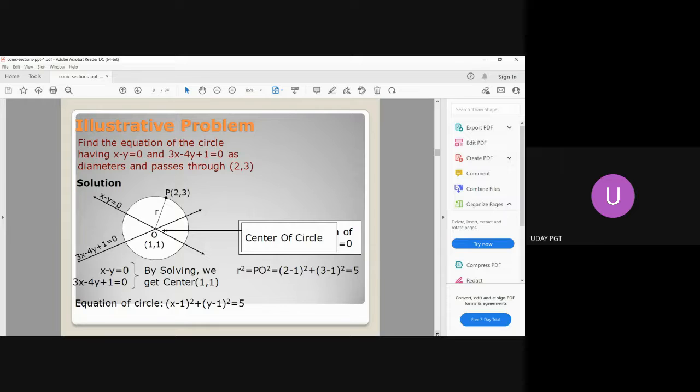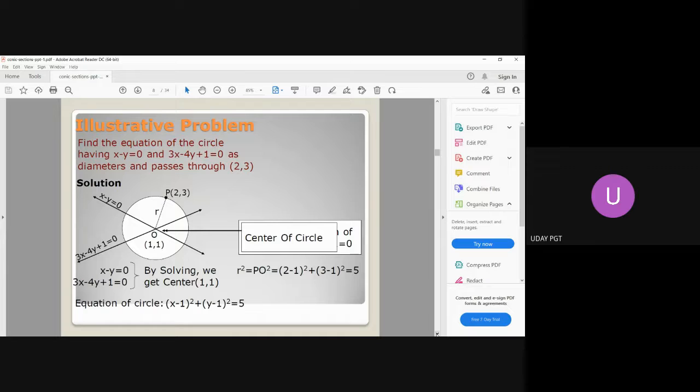Here it is given: x minus y equals 0 is a line, and 3x minus 4y plus 1 equals 0 is also a line, and these two lines are diameters, and the circle is passing through the point (2, 3). So the diameters will intersect at the center of the circle. When you solve these two equations, we are going to get the center.